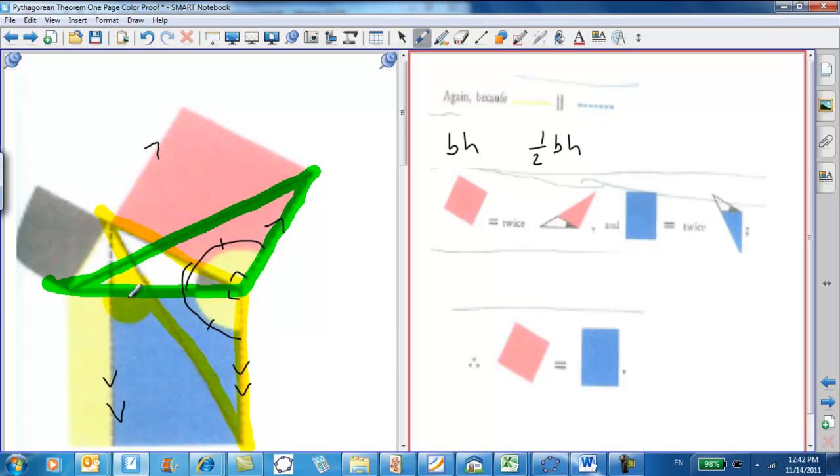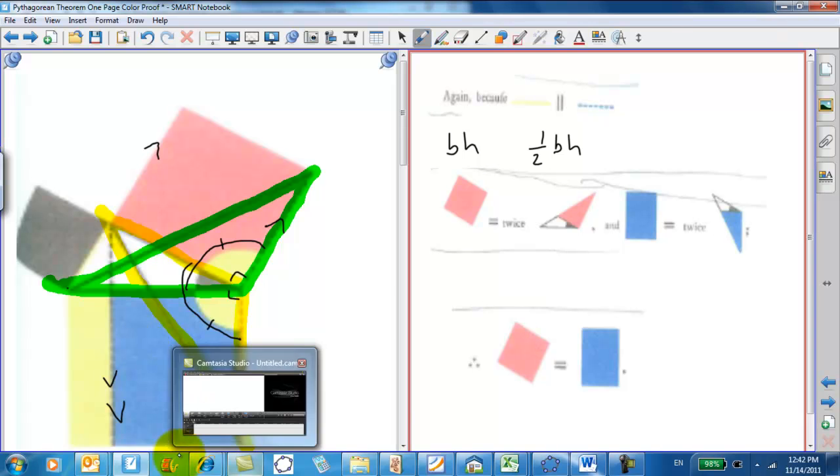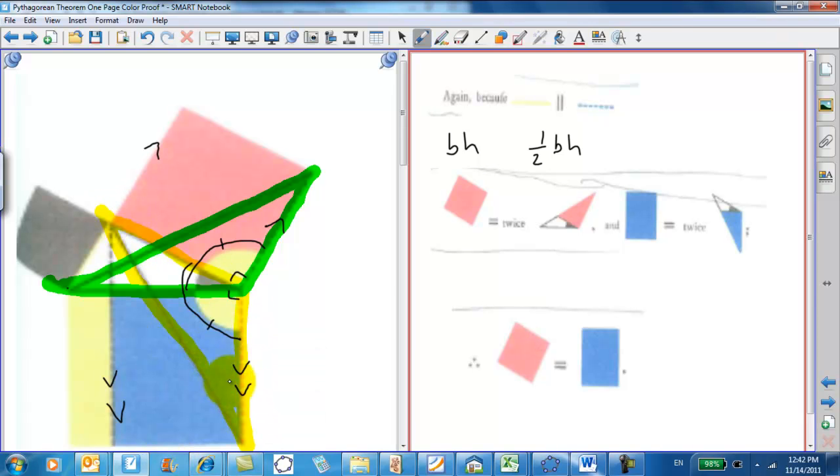You see the same thing with the blue rectangle. And that comes from the fact that this triangle now, this yellow triangle, is half the area of this rectangle. Again, because of 1/2 base times height, and that the yellow triangle and the blue rectangle share a common height, like this. Okay, so that's why if they're twice, the red square and the blue rectangle are twice the same areas of the same triangle, and the same triangles are congruent, they have the same area, therefore the red square has the same area as the blue rectangle.